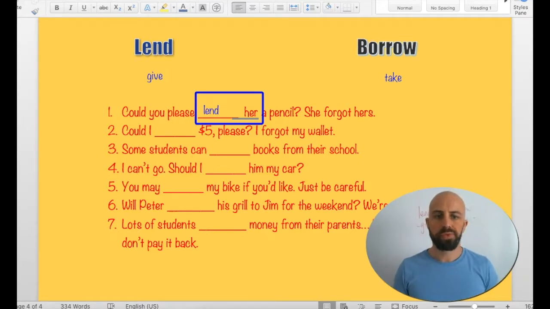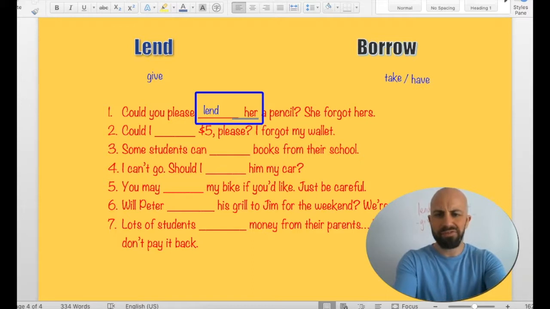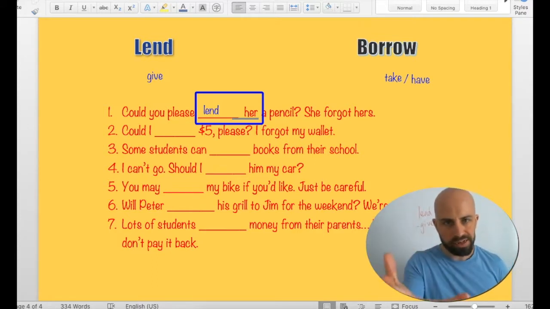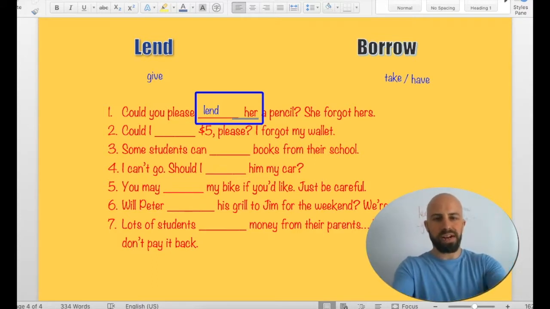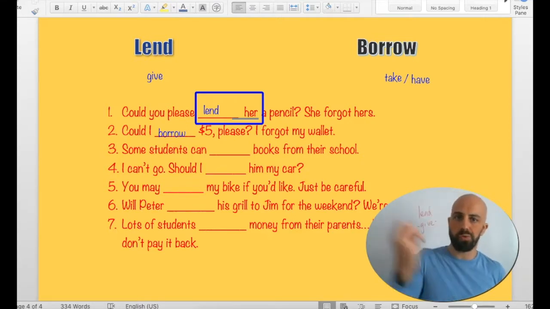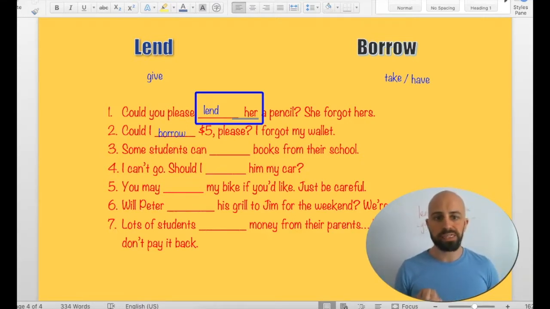Let's look at number two. Could I blank $5 please? I forgot my wallet. Could I borrow? Another word for take you could have here is kind of have, right? Can I have $5? Except with borrow, you intend to give it back. With have, probably not. Could I borrow $5, please? We know two things. We know it's borrow because you want it, and it's borrow because you don't have a personal object.